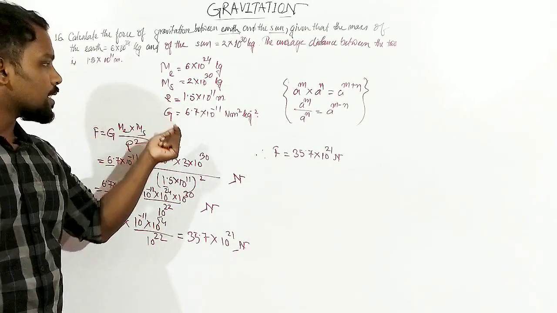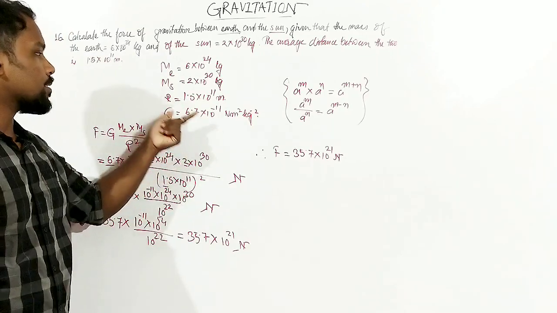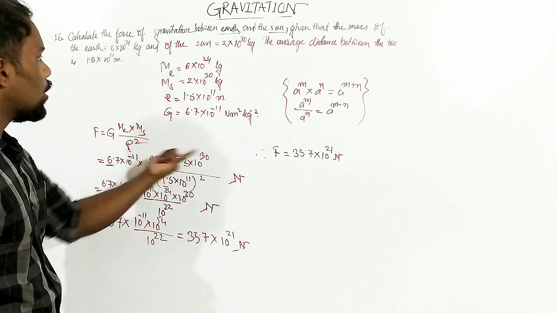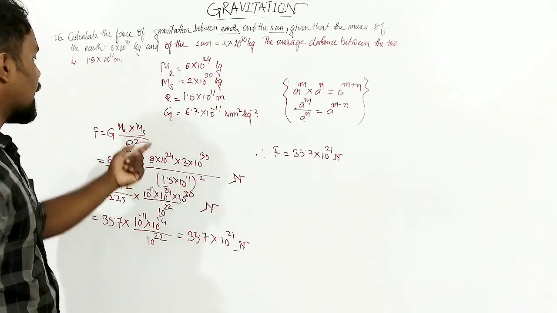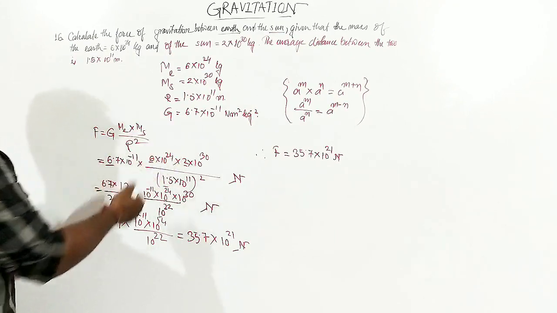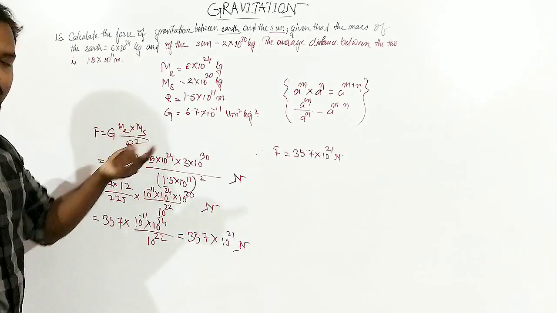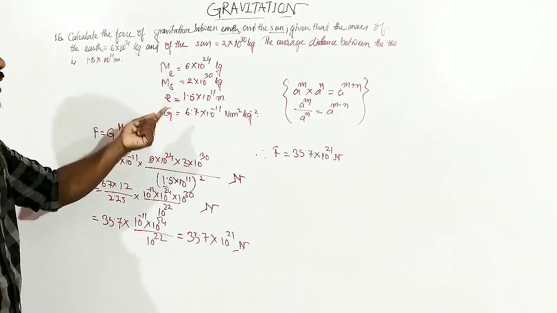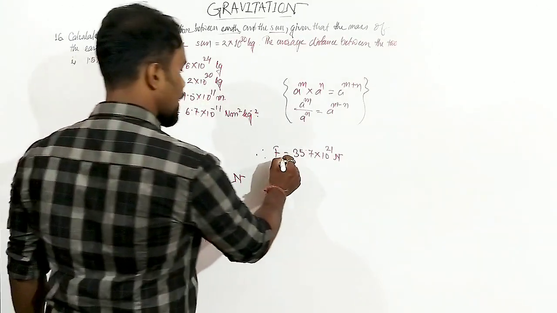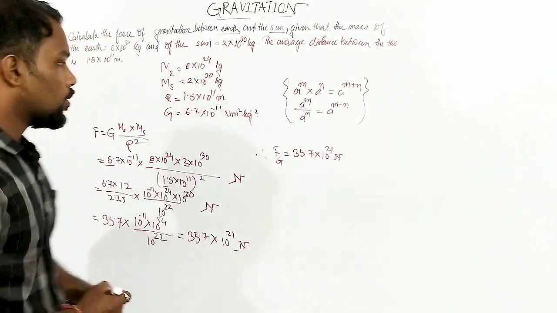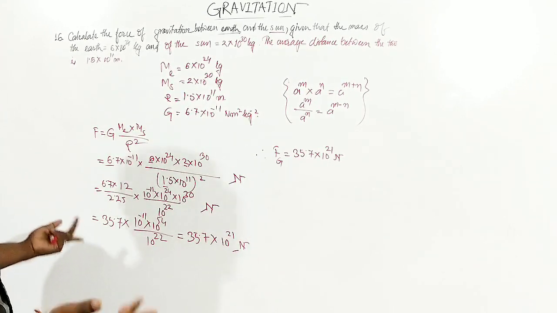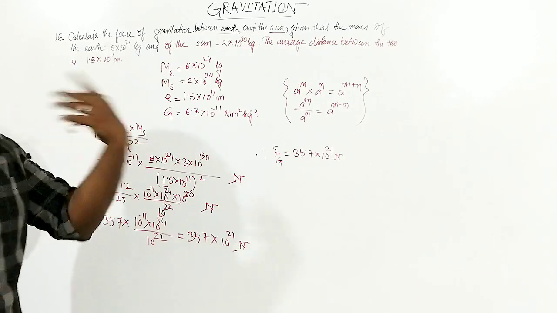And we know the value of G, the universal gravitational constant, which is given as 6.7 into 10 to the minus 11 Newton meter square per kg square. So now we have used all these values in the formula. We know that F equals G into ME into MS, the mass of the Earth into the mass of the Sun, by R square, where R is the distance between Earth and Sun. We put in all the values, then we get the force of gravitation, 35.7 into 10 to the power 21 Newton. Simple question.